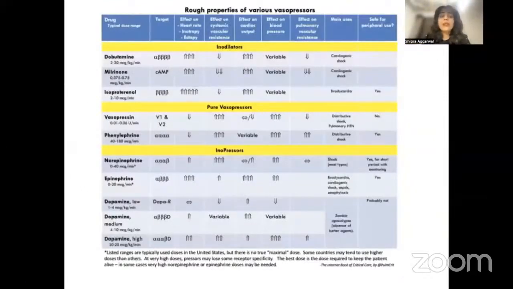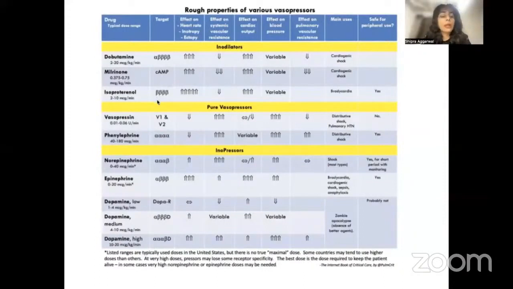So this is a comparison of various vasotropes and ionotropes which we have learned so far. As you can see, we have to know the various receptors on which these drugs act to know what kind of effect they will show. Dobutamine will have a predominantly beta action. Milrinone will result in increased cyclic AMP by the inhibition of phosphodiesterase 3.